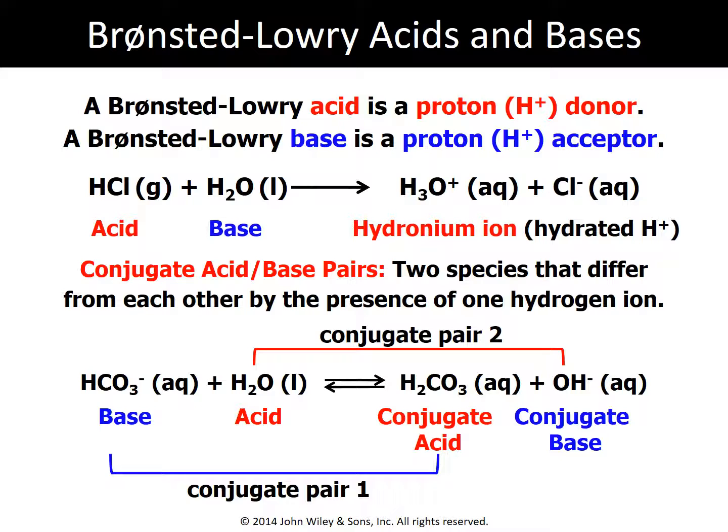This concept's a little bit too advanced for us, but if you end up continuing with chemistry, this will become really important. Our base and conjugate acid are a pair, and our acid and conjugate base are also a pair. Basically, they're 2 species that differ from each other by the presence of just a hydrogen ion.